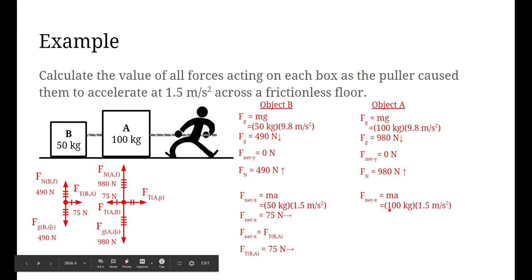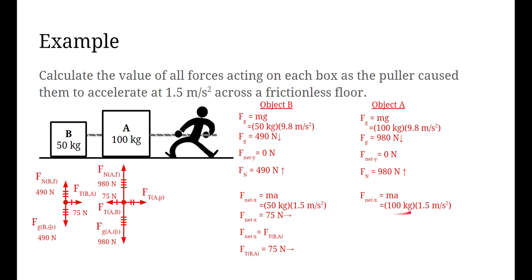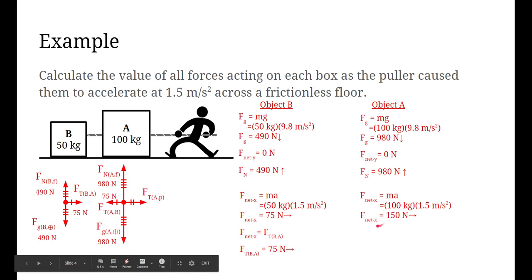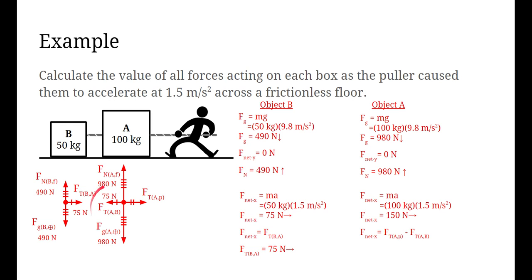And then the last force we need to find is this tension force. We know that the net force on block A needs to be 1.5 times its mass. So it needs to have 150 newtons more force to the right than to the left. And so we can't just apply that 150 newtons like we did on the first block because there is something that's counteracting that.